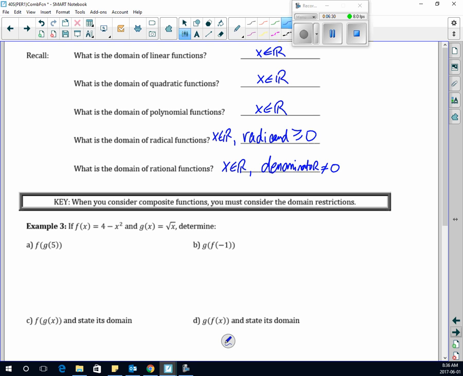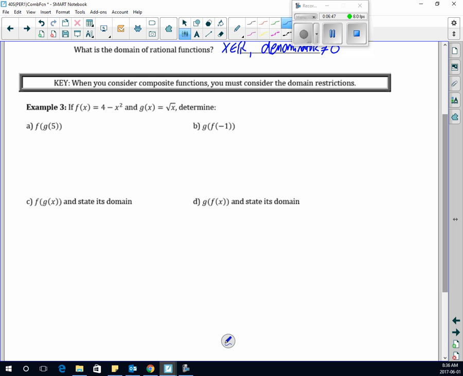Why am I going over that? So that when you have something going in, if there's a restriction, just to refresh your memory. This is pretty much all the functions we have. Of course, I haven't talked about logarithmic functions or exponential functions, which I'm sure will come into play. So when you consider composite functions, you must consider the domain restrictions.